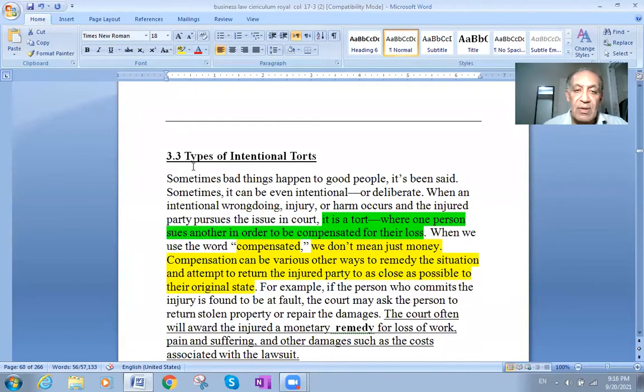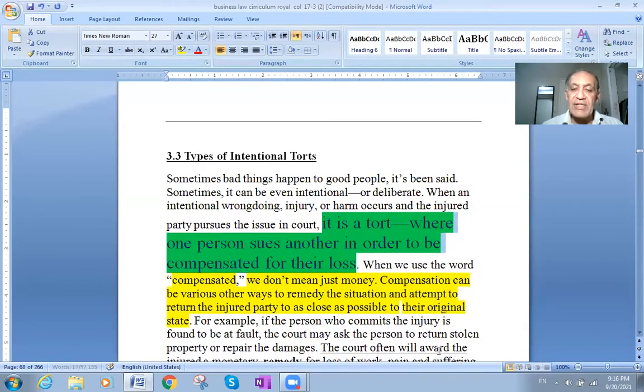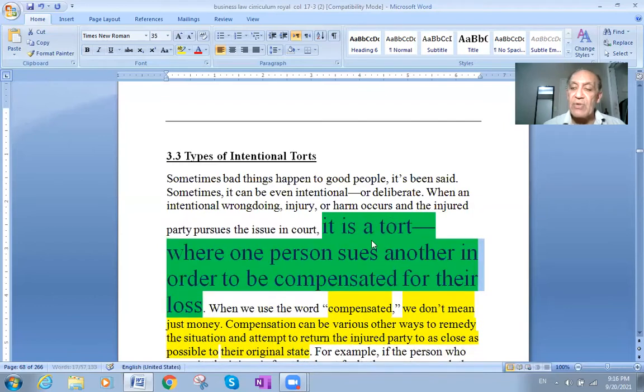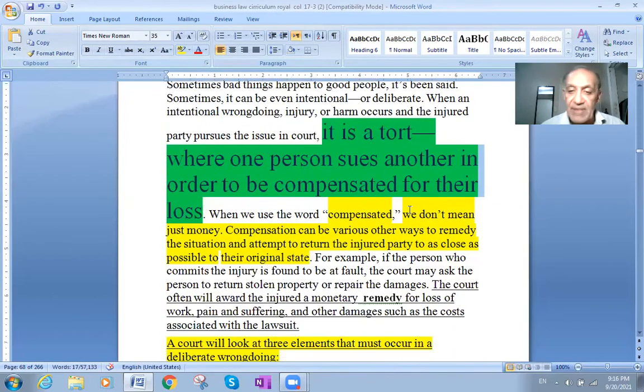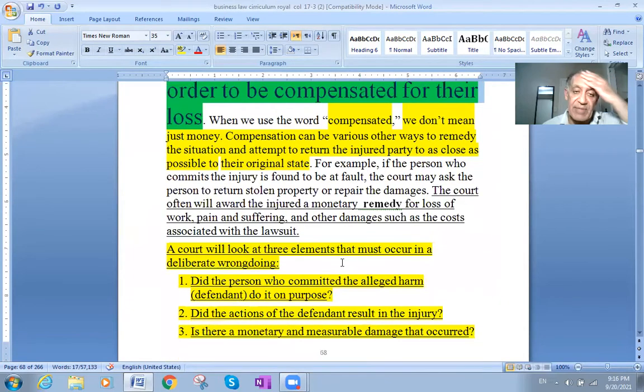Also, the intentional tort is a tort where one person sues another in order to compensate their losses. As an example, I had a loss, so I need compensation. So I will sue the other person to take compensation. Compensation means money.